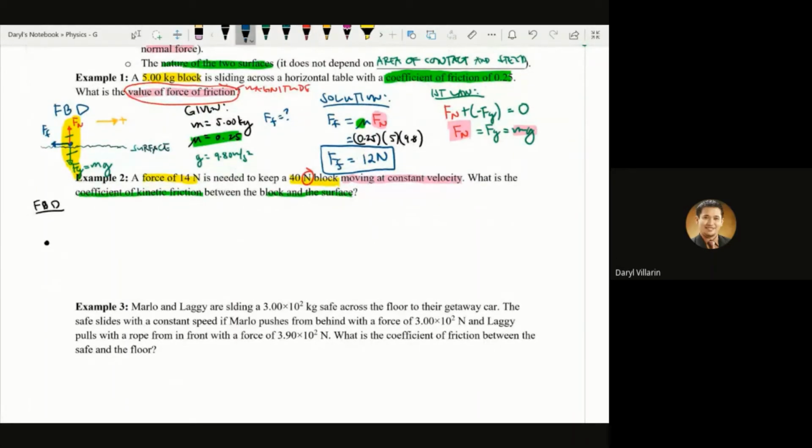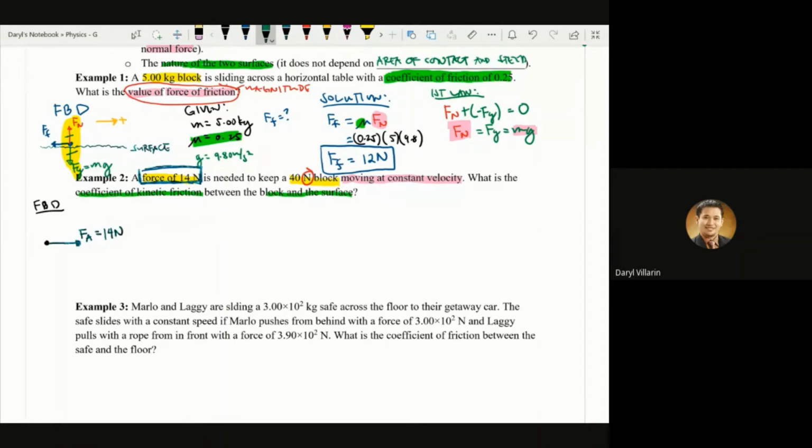Well, you have here 14 newtons. So what is that 14 newtons? That would be interpreted, if you can see, as your applied force. Let's say, for example, I'm pushing to the right. It doesn't specify there, but then again, it doesn't matter. So this is my FA, and this is 14 newtons.